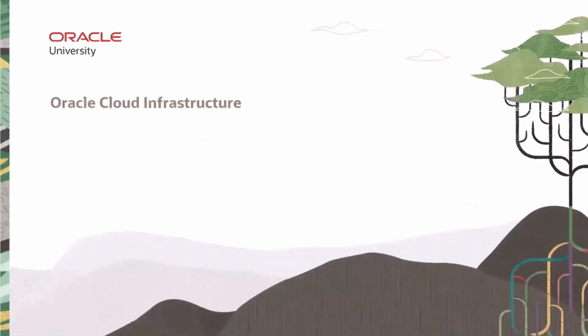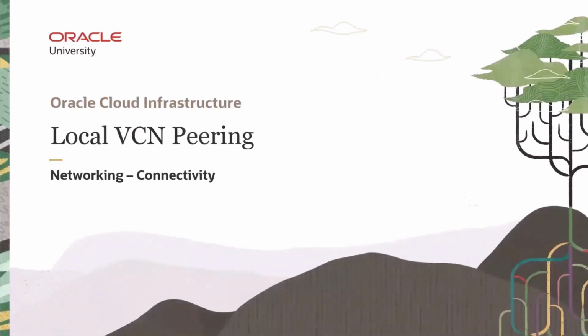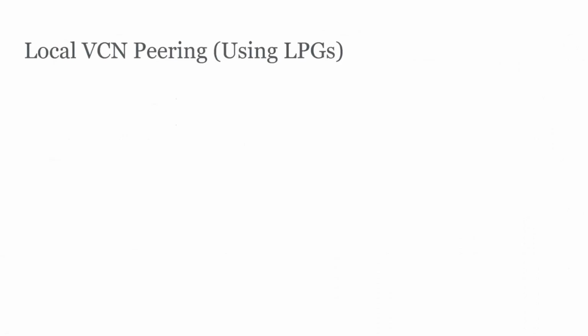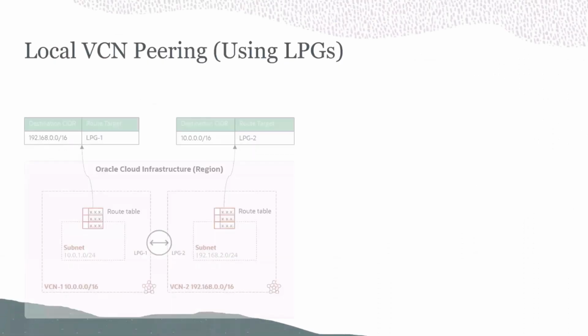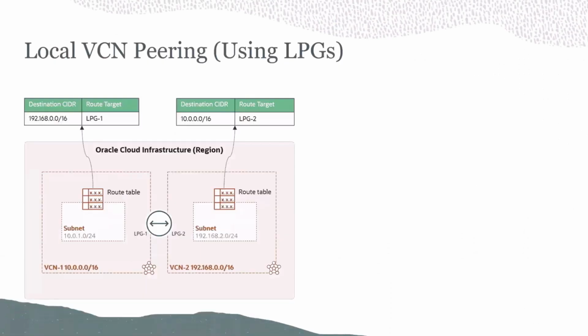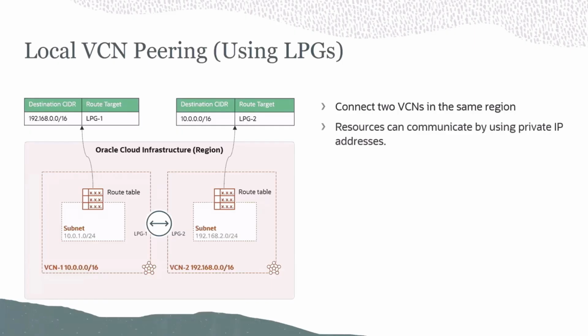All right, now let's quickly look at the deck and revisit some of the important concepts of local VCN peering. There are two ways in which you can do local VCN peering. The first is using local peering gateways. As you can see in the slide, there are two virtual cloud networks within the same region. And when we configure peering, the resources in the two VCNs can communicate with each other using private IP addresses.